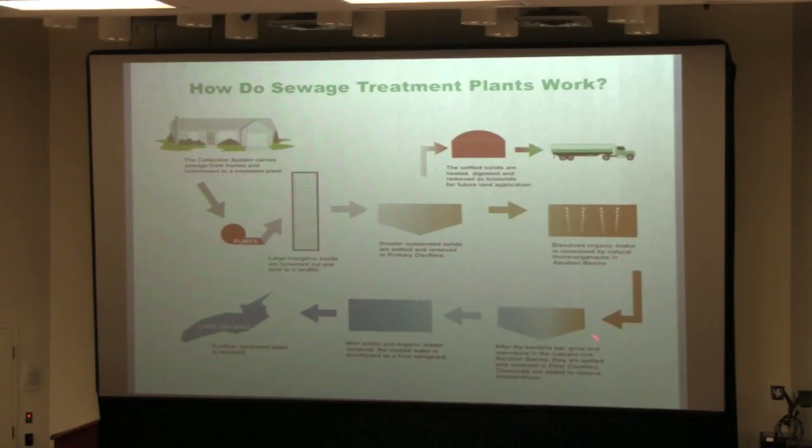And then we've got bacteria here as well in another aeration basin and the final clarifier. And so that's our secondary unit. And then that overflow is put back into the lake. It's not 100% clear, but it's mostly clarified water that's safe to put back into the lake. And then solids are removed and they're used as fertilizer. So that's a very basic flow sheet.